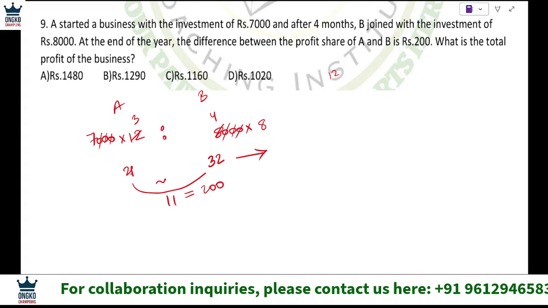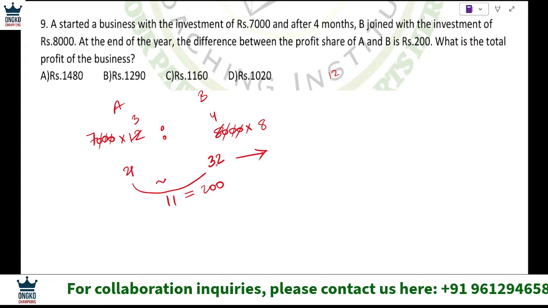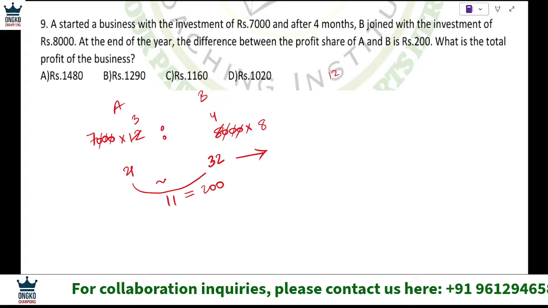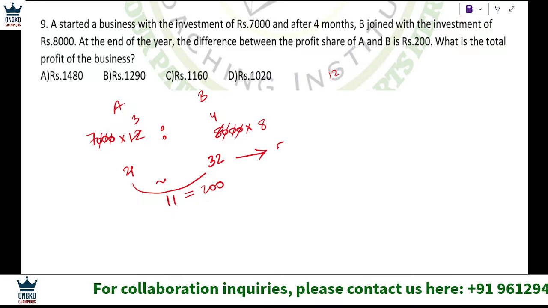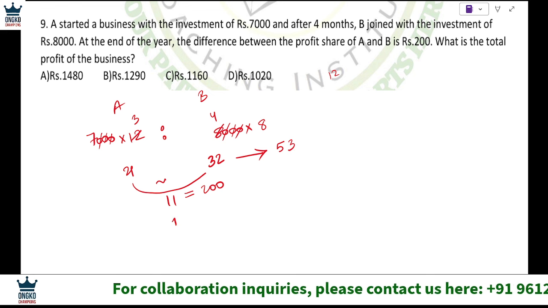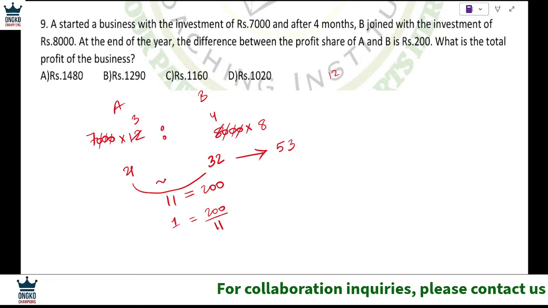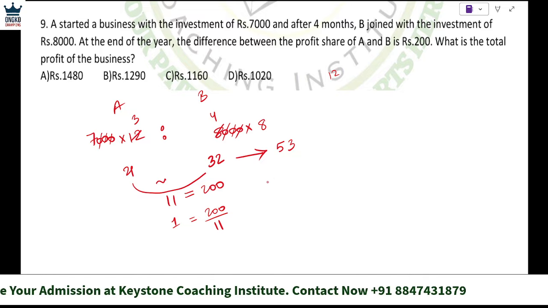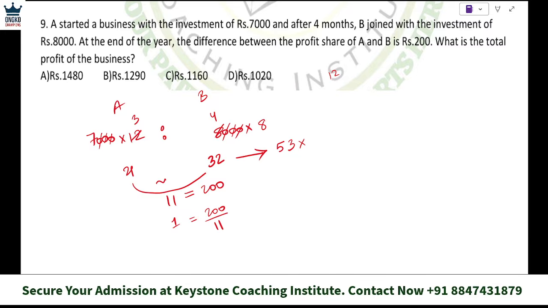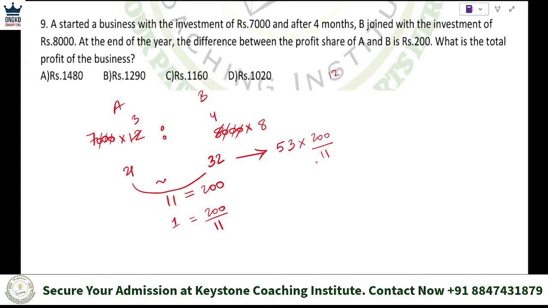21 parts of the profit for this one, and this one will get 32 parts, so the total is 53. So one part will be 200 by 11. Now 53 parts into 1 part, so here 200 by 11. Right. So I hope we didn't make any blunder.